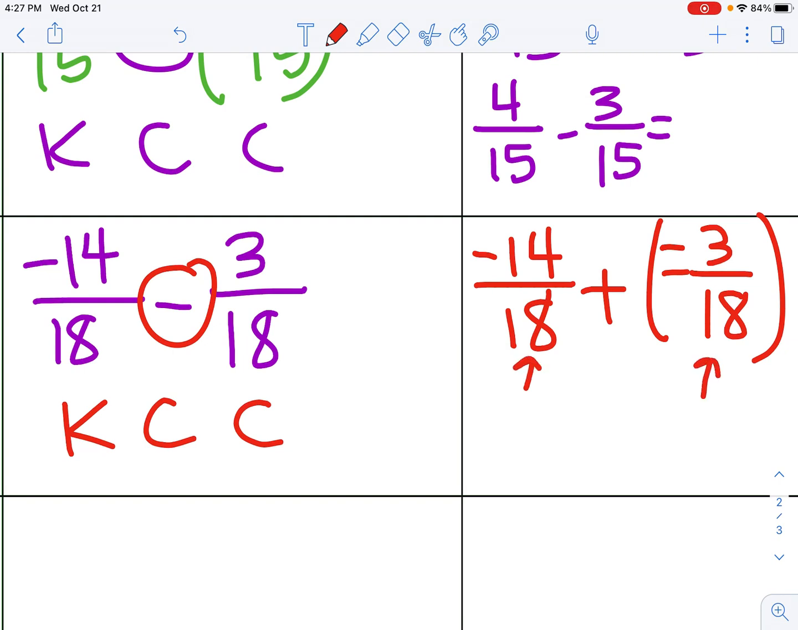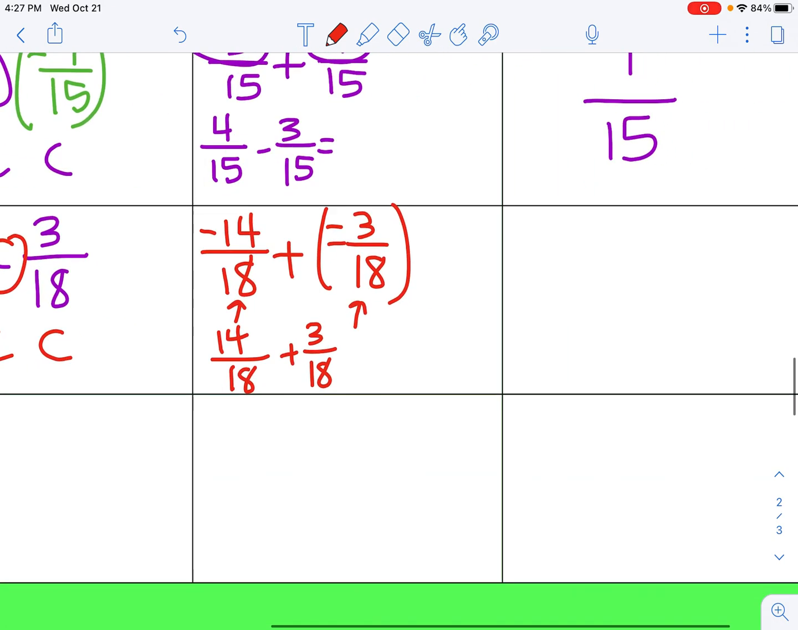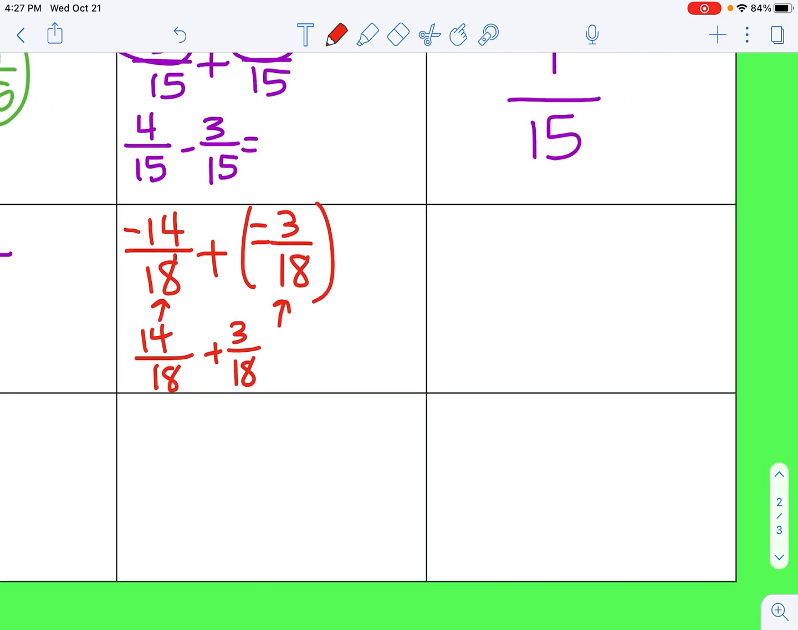Alright, if you notice, I have 2 negatives, so my signs are the same. So that means I just add them. So I'm taking 14 over 18 plus 3 over 18. You add those numbers. 14 plus 3 gives you 17. Our denominator stays the same. But since both my numbers were negative, my answer is also negative.